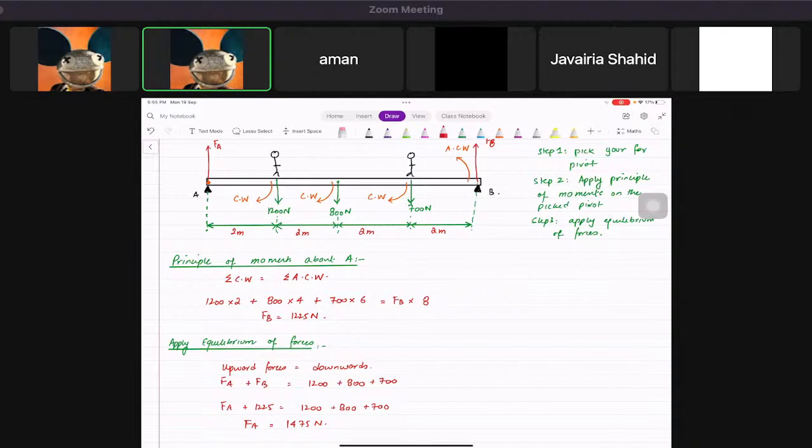Okay. Even if you had picked pivot B, the results would be the same, all right? Just the directions would have changed. But it does not really matter which pivot you pick. Just pick whatever you like, okay? And that would give you the answer. Everybody understand this? Is this hard?